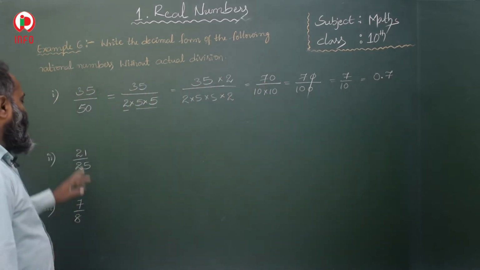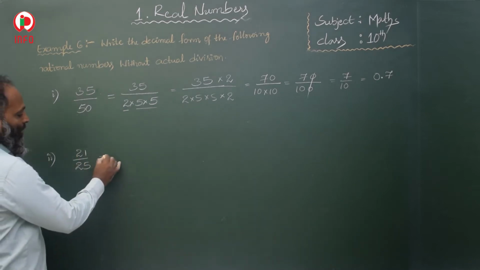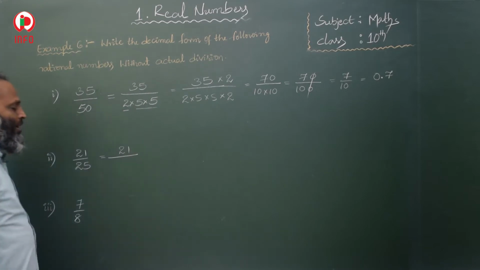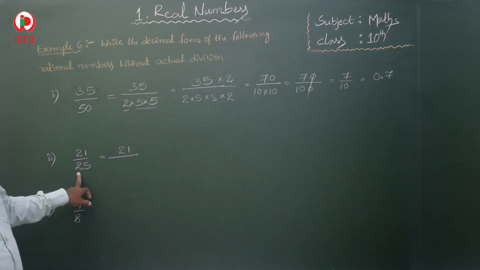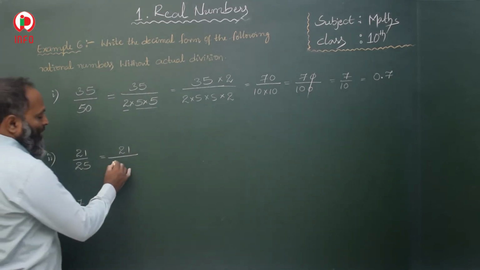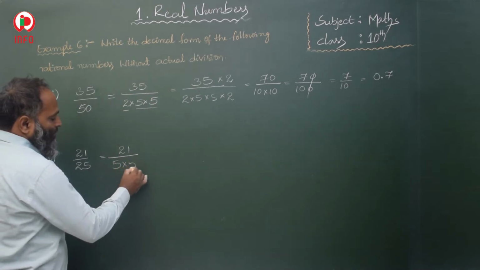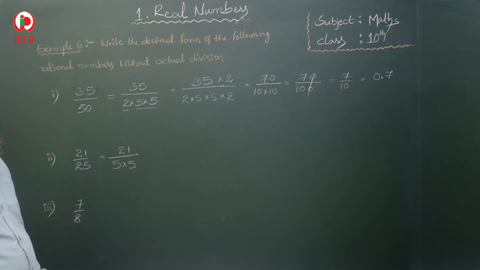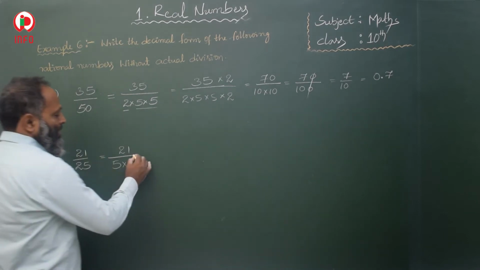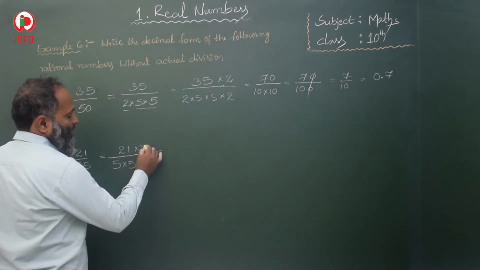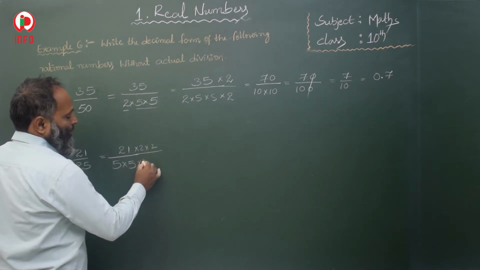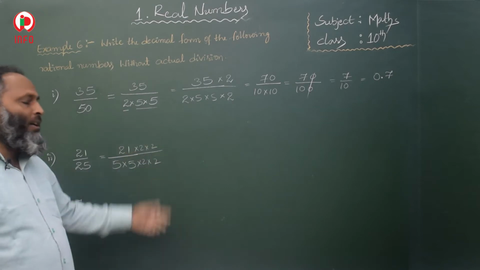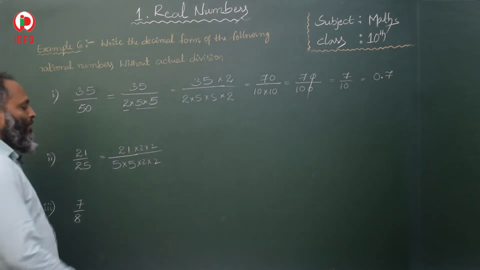Okay, now 21 by 25. The numerator stays the same, and the denominator we split into prime factors. 25 means 5 into 5. So here how many 5s do we have? 2 5s. It means we need 2 2s. So with 2 2s we should multiply the numerator and denominator. How many 2s do we need? With that, multiply the numerator and denominator.